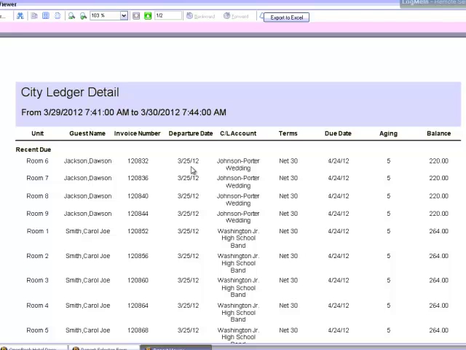The outstanding balance here represents the unpaid portion of the reservation. For example, if the reservation's total was, say, $300 and $270 was paid on it, the outstanding balance would be $30. The outstanding balance is the amount that has not been paid.